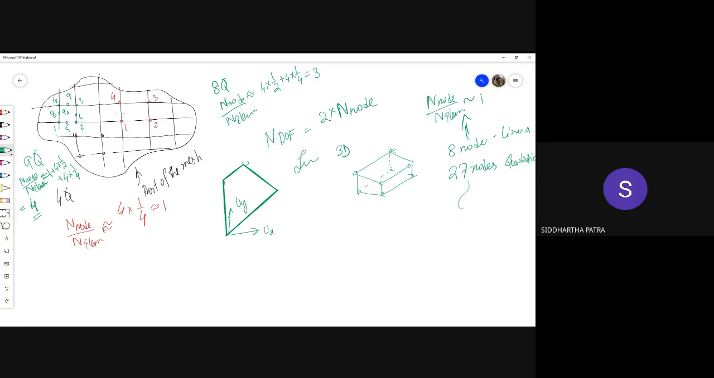However, for a quadratic element, there would be mid side nodes, mid face nodes, and a mid body node. So there would be 8 corner nodes. For the n node to n element ratio, first of all the vertices, the corner nodes, will contribute 1, because each of them is shared with 8 elements.